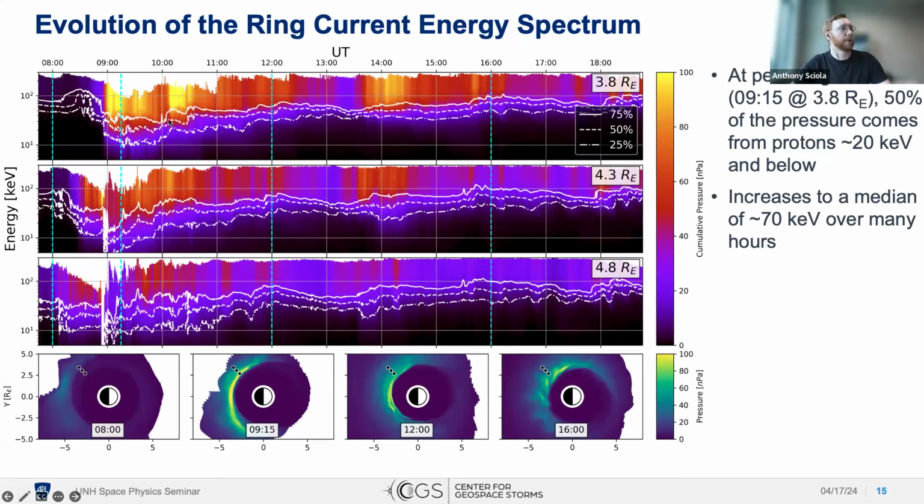So what we see if we just focus on this top plot is that at the period of peak ring current energy around here, about half of our pressure is coming from protons 20 keV and below, and then throughout the next 9-hour period, that increases to a median of 70 keV.